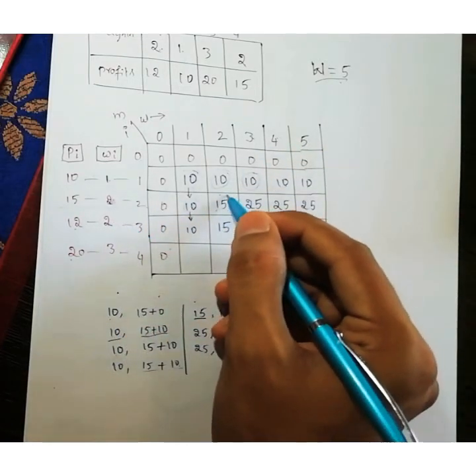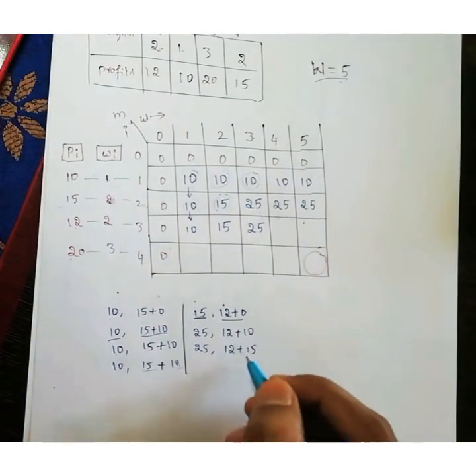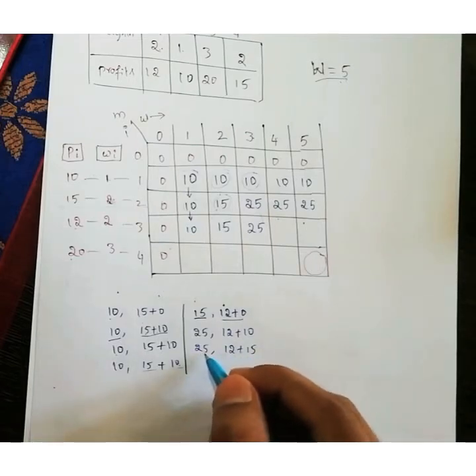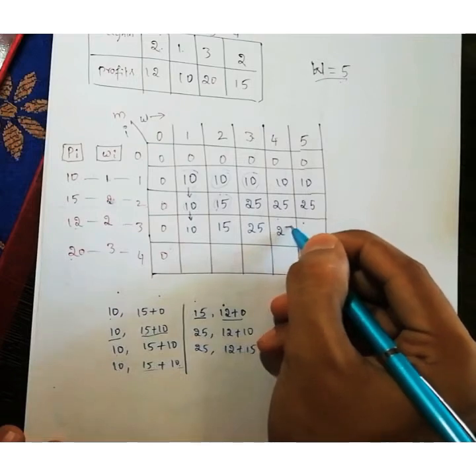Like this. Next, 25 comma 12 plus, next 2 kg, 4 kg bag, I will insert. 4 minus 2, 2, that means second column of the previous row, that is 15. So can you tell me 15 plus 12, 27. 27 greater or 25 is greater? 27. So I will write now here 27.